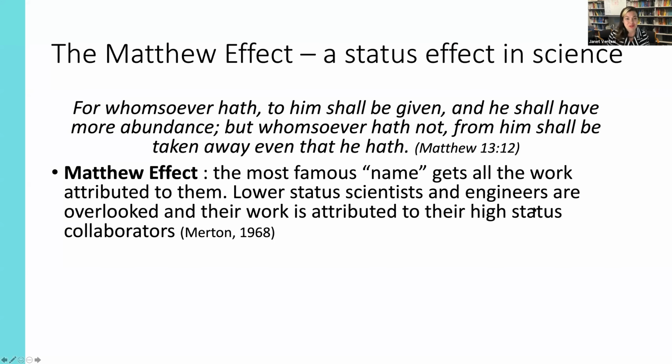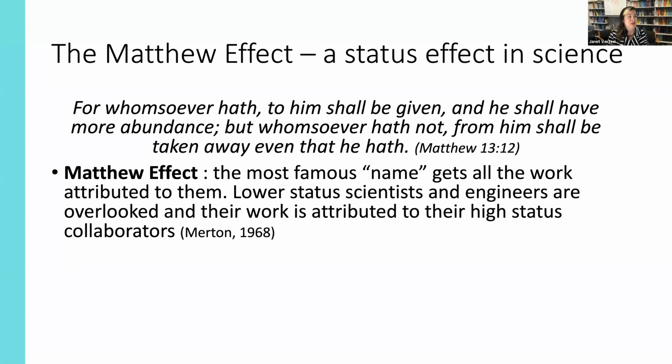Okay, so let me introduce you to a common effect in science, which is called the Matthew effect. And this is what we would call a status effect that takes place in science. The Matthew effect says that the most famous name on the paper will get all the work attributed to them. Lower status scientists and engineers will often be overlooked and their work will get attributed to their high status collaborators.